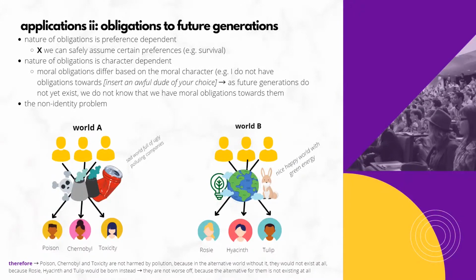If you are assuming, and that's a thing that you have to accept unless you want to run some weird anti-natalist stuff, that the life will still be worth living, you can't claim they are being harmed because they are not worse off. The alternative for them would be not existing at all.